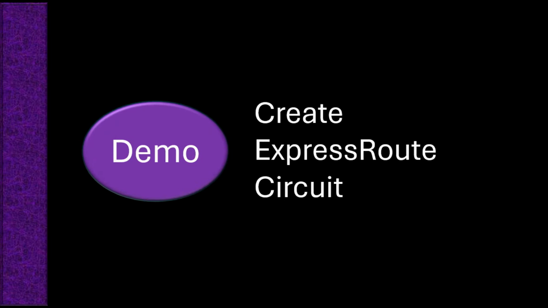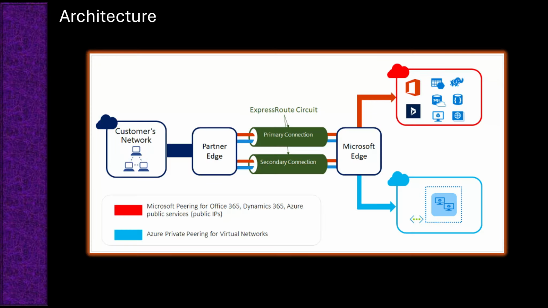In this video, we will create an ExpressRoute circuit and understand various configuration options. But before doing that, let's understand this particular architecture. In this architecture, we have a customer network, which is basically the customer data center. Then we have the partner edge in between. The customer data center is connected to the partner edge, and in between we have an ExpressRoute circuit.